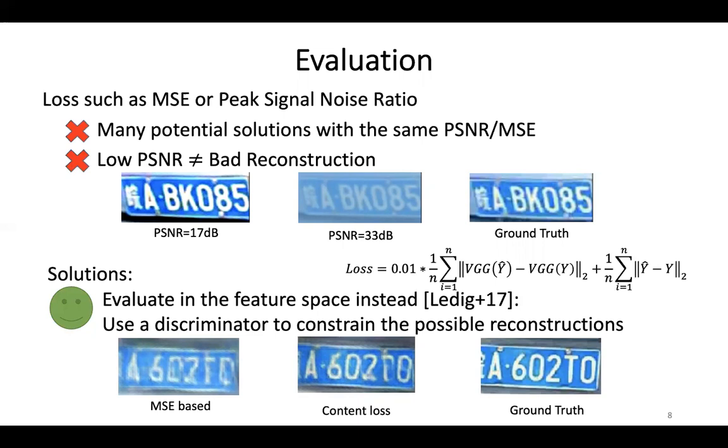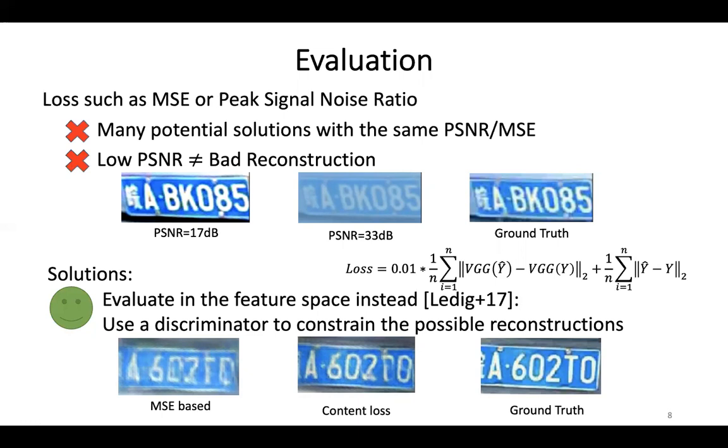Later, we also figure out that not only is PSNR not a comprehensive metric, it is not a good metric at all. If you take a look at these two pictures, the first one has significantly lower peak signal to noise ratio. However, in terms of perception, it's much easier to read than the second one. So PSNR doesn't really mean good reconstruction.